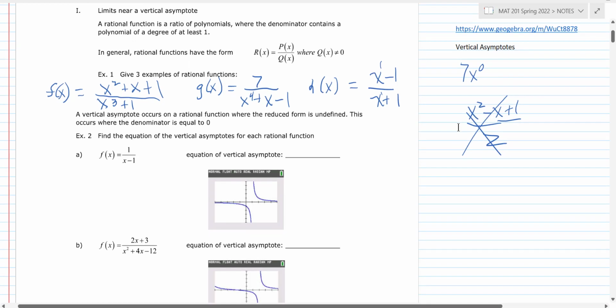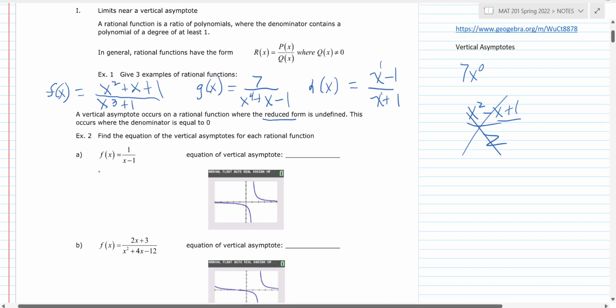So here's what you do. A vertical asymptote occurs on a rational function where the reduced form is undefined. This occurs when the denominator is equal to 0. And the key thing is the reduced form, because there are times where you'll have a factor cancel out, and that doesn't give you a vertical asymptote. It gives you what's called a hole.